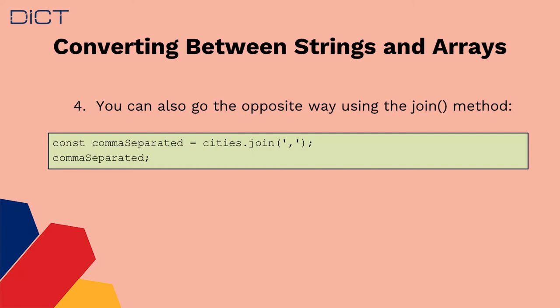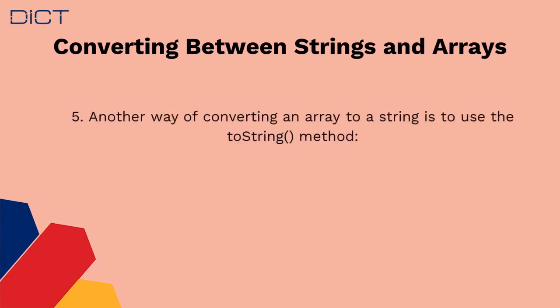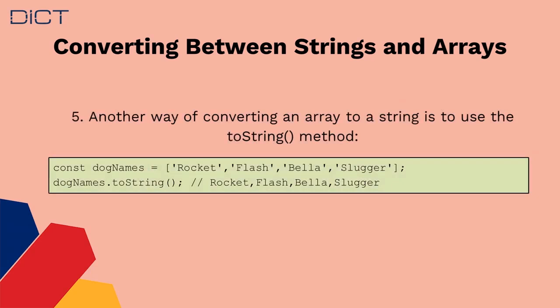That is the join method. Lastly, we have the toString method. Another way of converting an array to a string is to use this method. The toString method is arguably simpler than the join method, as it doesn't take a parameter, but it is more limiting. With join, you can specify different separators, whereas toString always uses a comma.